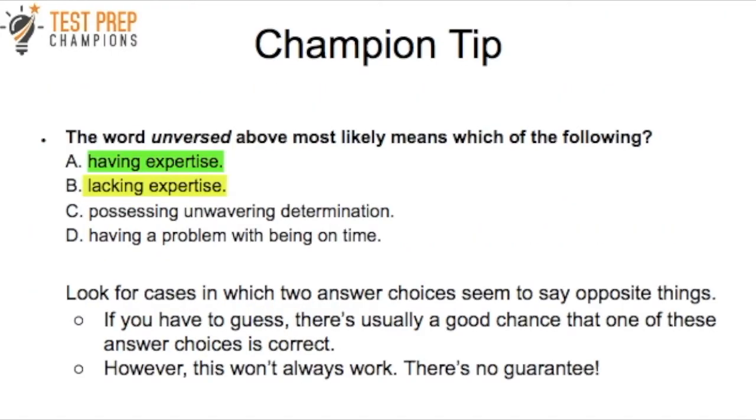And let me show you another tip here. See how if you look at A and B, A says having expertise and B says lacking expertise. So see how A and B are opposites, right? They can't both be correct. The word either means having expertise or lacking expertise. It can't be both ways. And the point here is that sometimes you should look for cases in which two answer choices seem to say opposite things.